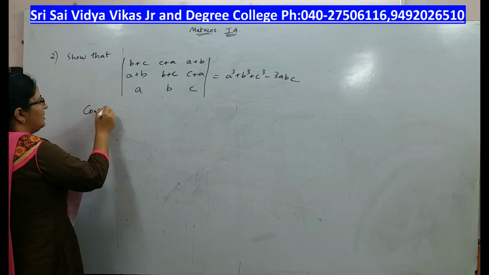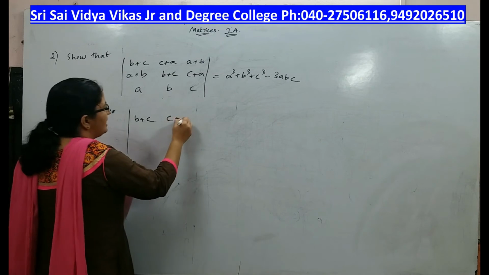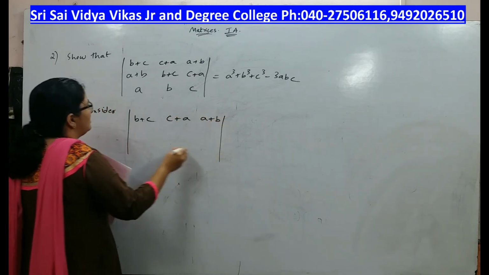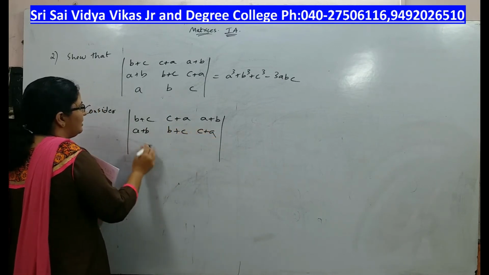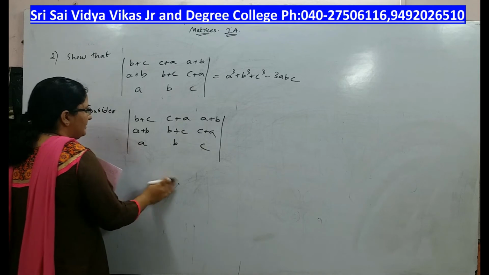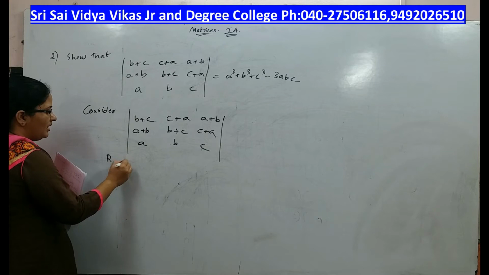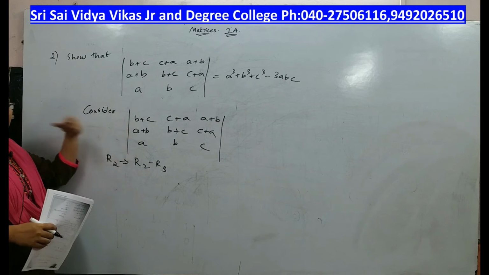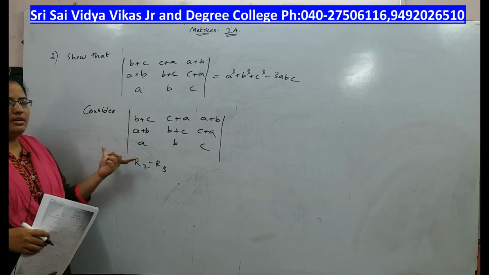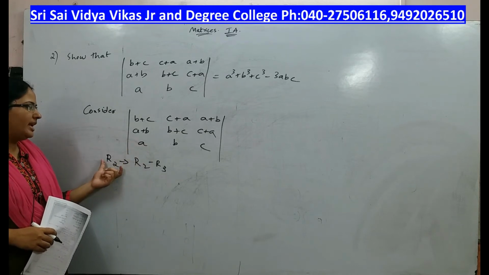Consider the determinant B plus C, C plus A, A plus B; A plus B, B plus C, C plus A; A, B, C. Now R2 changes to R2 minus R3. We can perform any row operations to make the determinant simpler. So here I am taking R2 changes to R2 minus R3.